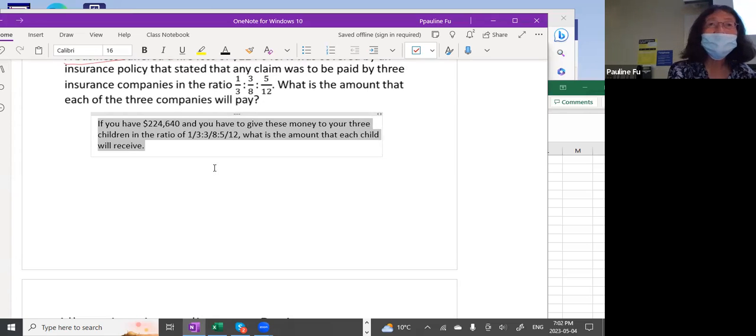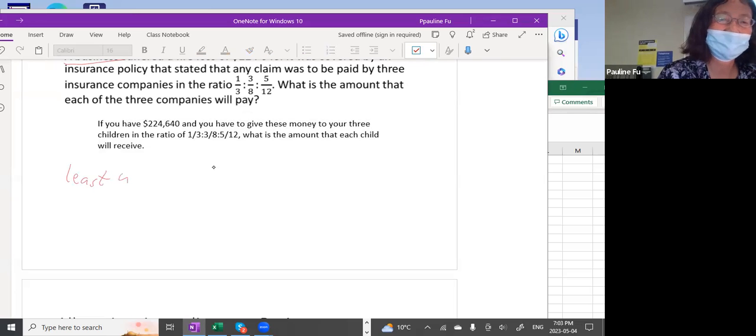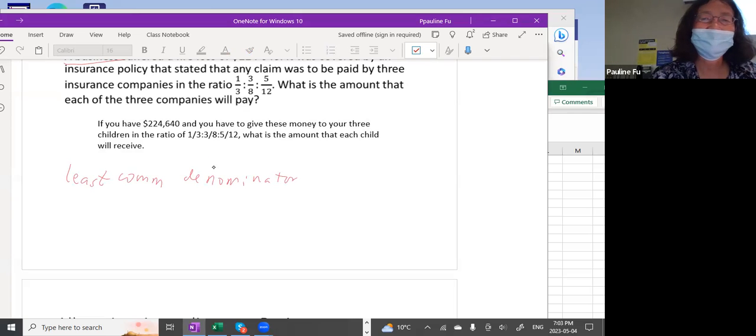as one student suggests, we have to find the common denominator. And that common denominator is actually the least common denominator. So find the least common denominator. The denominators are 3, 8, 12. Try to find a number that is a multiple of 3, at the same time also a multiple of 8, and at the same time also a multiple of 12.